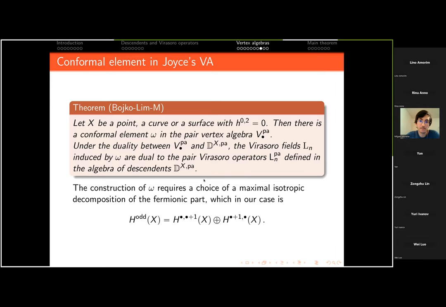In this condition, to choose omega, as I said, we need to input in some place the Hodge decomposition, and this is related to a standard procedure in vertex algebras. If you have a fermionic vertex algebra, you need to bosonize the vertex algebra, and this roughly speaking corresponds to choosing some isotropic decomposition of the fermionic part. So in this setting, the fermionic part will be the odd cohomology of X, and the isotropic decomposition that we choose is this one. So the odd cohomology decomposes into classes of Hodge type (p, p+1) and classes of Hodge type (p+1, p). And that's the way that you input the Hodge degrees in omega.